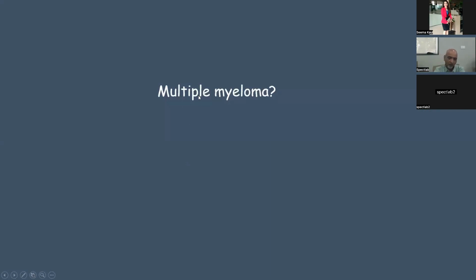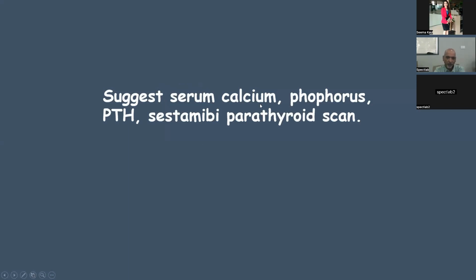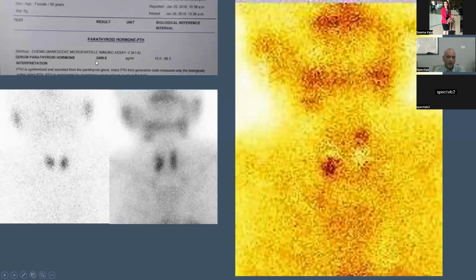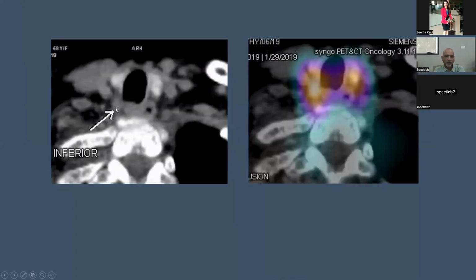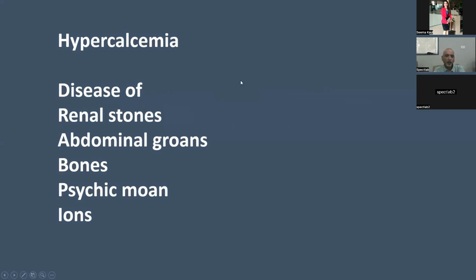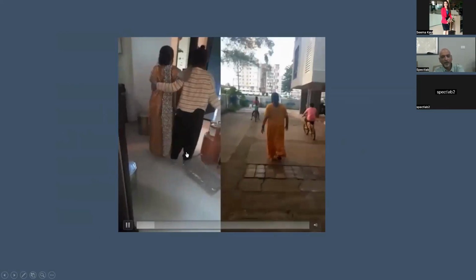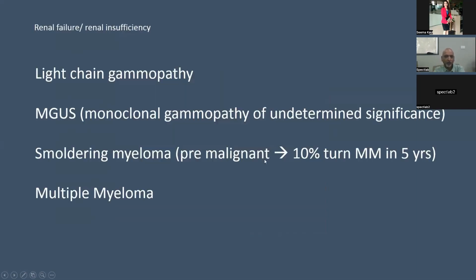But we gave the benefit of doubt and asked for calcium and PTH, and the PTH was 2,400. We did a systematic scan. There were two adenomas over here. You can see here, left superior adenoma in the tracheoesophageal groove, and another adenoma here, which was a right inferior adenoma. This patient, as you know, had hypercalcemia, the disease of renal stones, abdominal groans, moans, bones, and eyes. This patient who had difficulty walking around without help is now completely independent post-surgery.